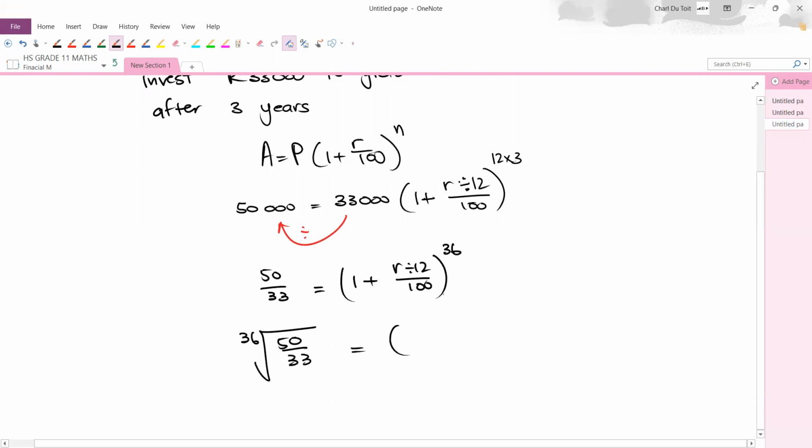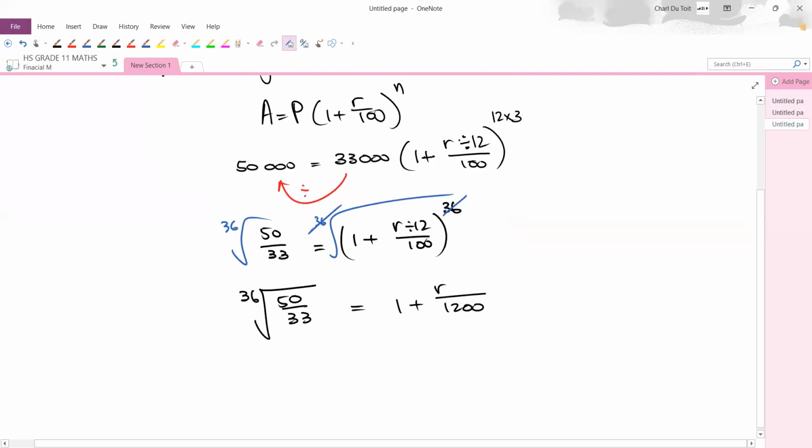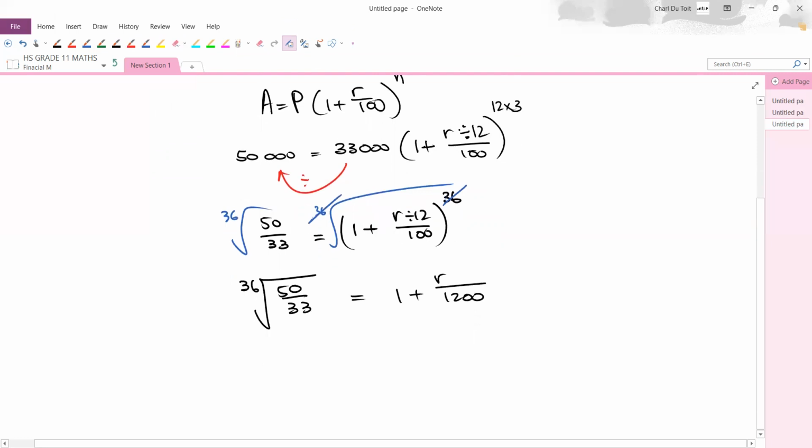And that leaves me with, I don't need this brackets anymore then. 1 plus R divided by 12 divided by 100 is basically 1200. So you understood what we did? We basically took the 36 root on both sides. And that canceled that one. And left us with the root 36. Now you have to go to your calculator and get that blank root going with the 36 in the root as a exponent, and then just 50 over 33.